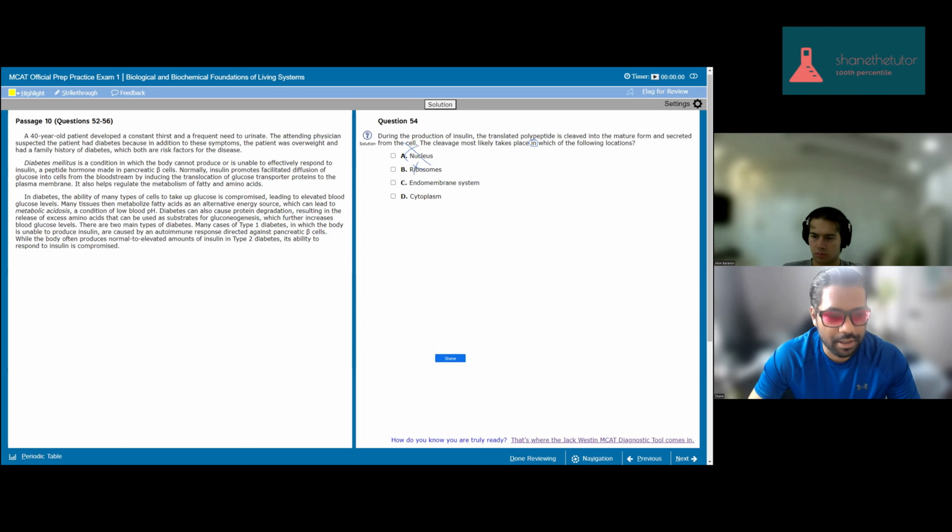So in the chat, I put a picture in the chat. Okay. So you could see in this picture that once this signal peptide is recognized, the ribosome attaches to the endoplasmic reticulum, and then it continues that translation of that protein inside of that endoplasmic reticulum.